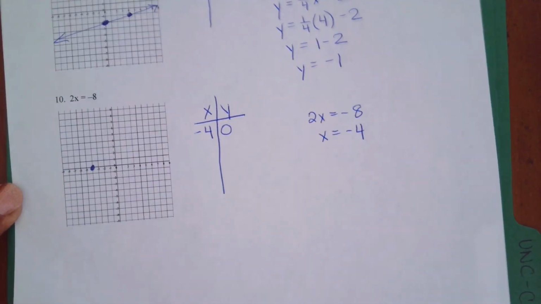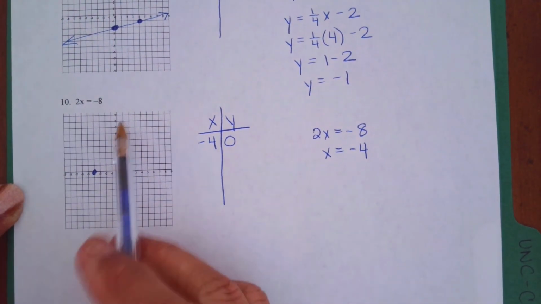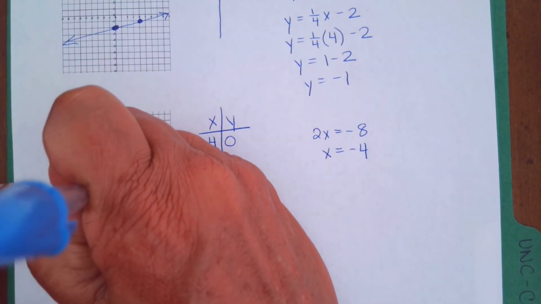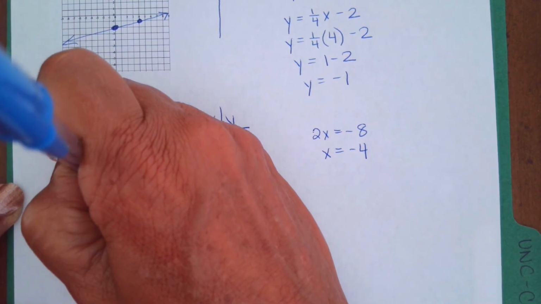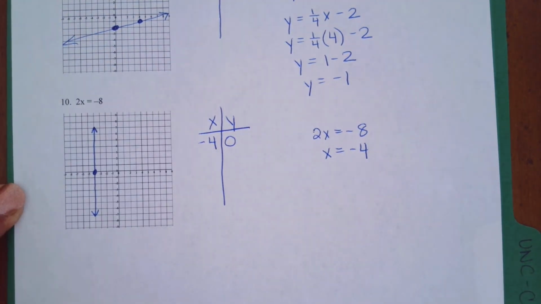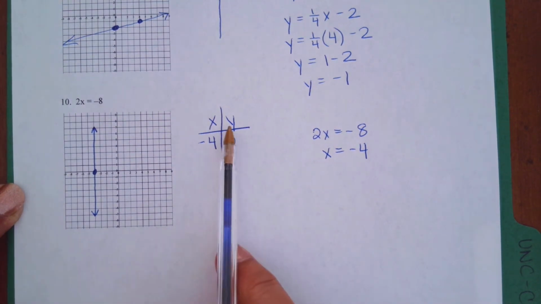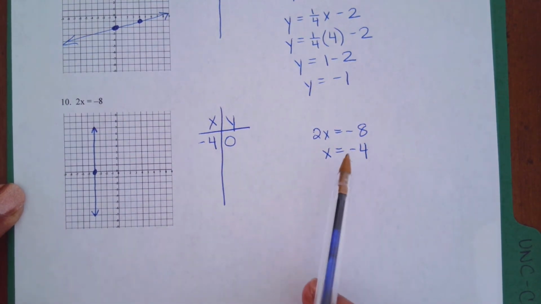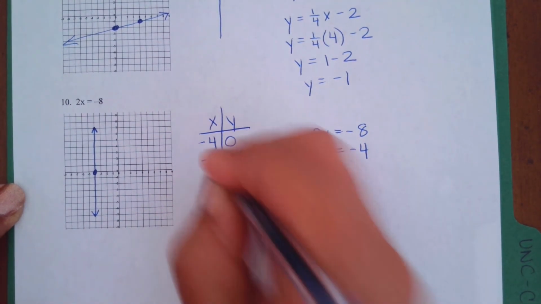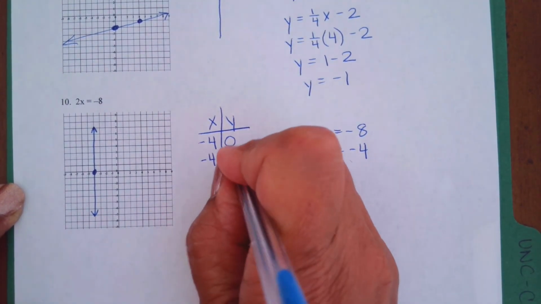All right, but it's a vertical line. Okay? There's no y value for me to evaluate anything. So I know that this line looks like this. So this is a good opportunity for me to explain what I said earlier about vertical lines. No matter what y is, x is -4, right? So I could pick anything. I could say, all right, if x is -4, y is 7.